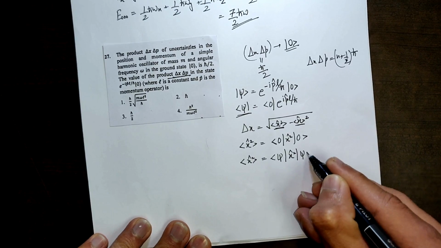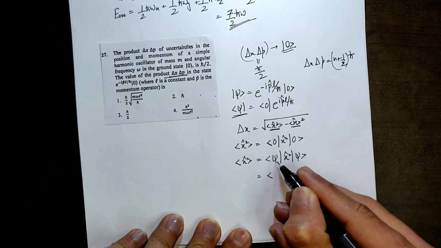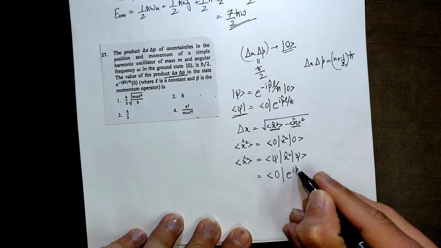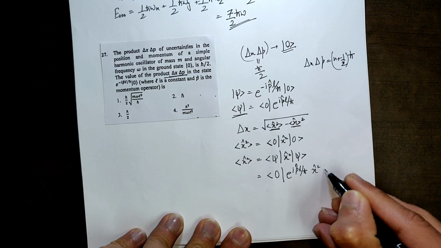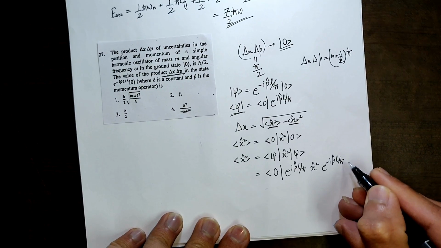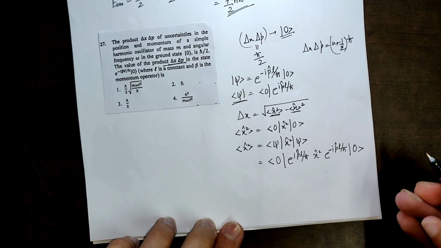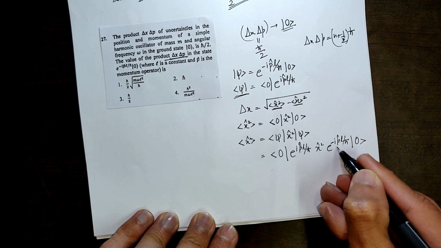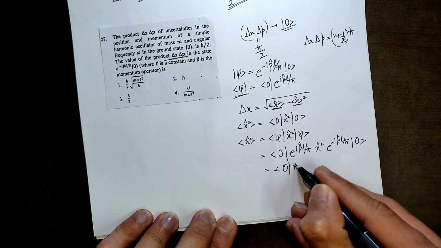So you can put the value of bra psi and ket psi over here. So e raised to power i p cap L by h cross, and x cap square, e raised to power minus i p cap L by h cross, bra 0 ket 0. So this exponential term will cancel and this would come out to be bra 0 x cap square ket 0.